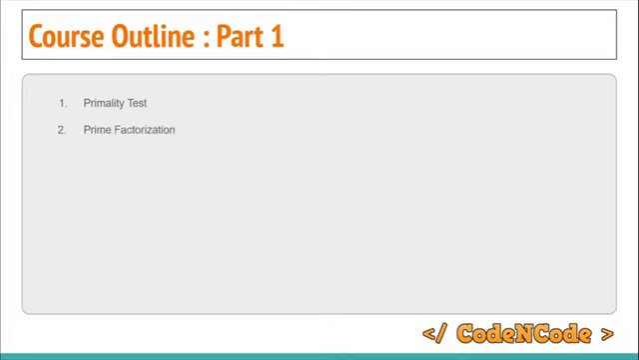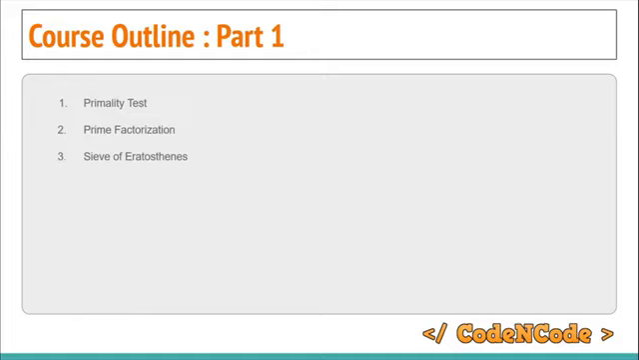After that we would be studying prime factorization. Of course, you are given a number and you have to find the prime factorization of that number. Suppose the given number is 100, so the prime factorization of 100 would be 2 raised to power 2 multiplied by 5 raised to power 2.